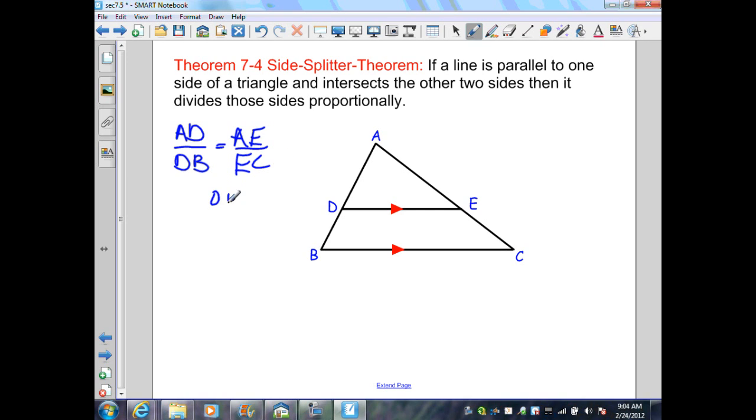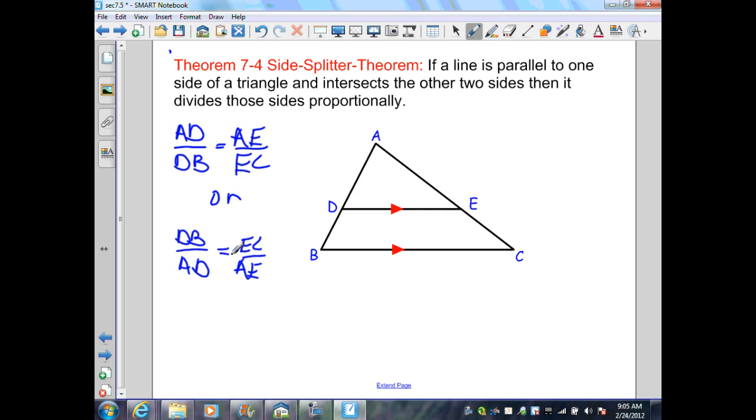I also could set up the proportion in this manner, where I have the bottom over the top, which would be DB over AD, which equals EC over AE. If I would use the cross product property, I would get AD times EC, and DB times AE.